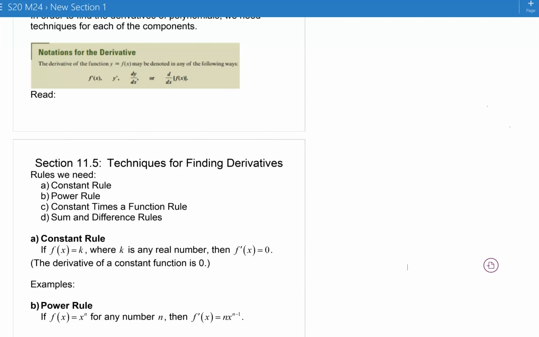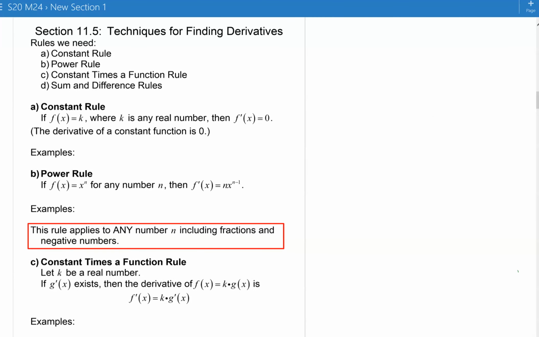Okay, this is the last section of the 11.5 lecture. Just a little reminder of what we're talking about is the derivative, and the most common notation I will use is the prime derivative, f prime of x. So we went over the constant rule where the derivative of any constant is 0.